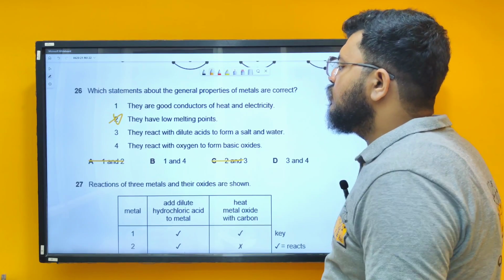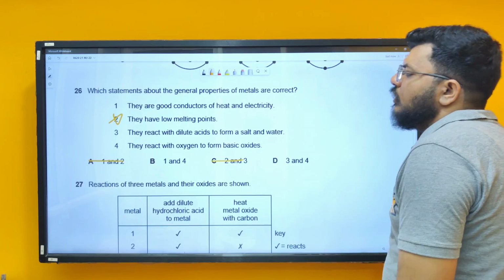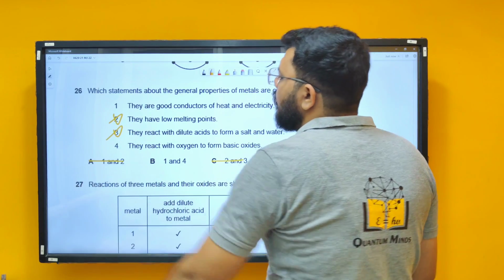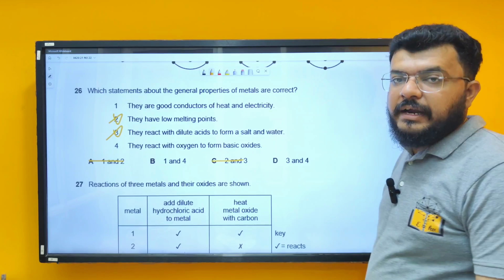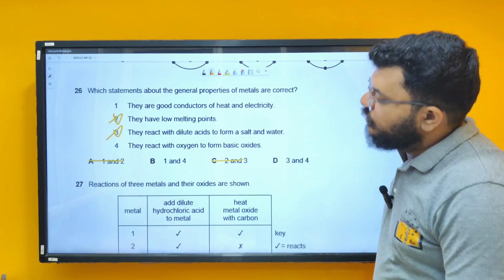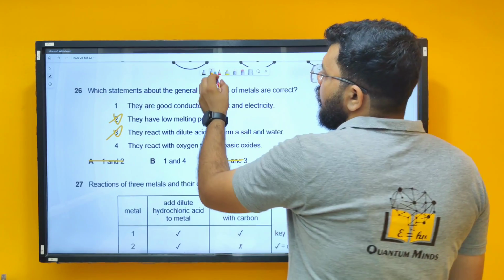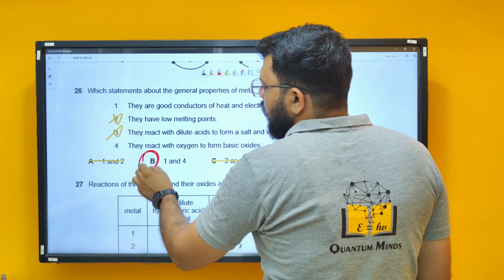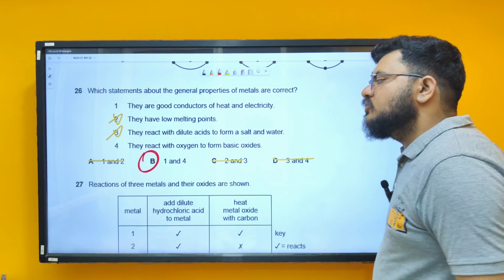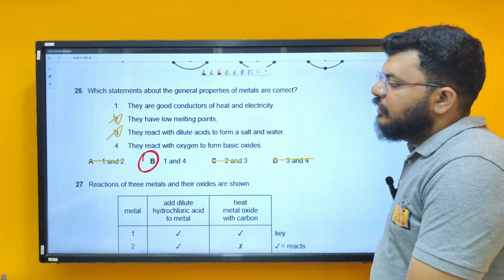They react with dilute acids to form salt and water. No, they are metals. They react with dilute acids to form salt and hydrogen, right? So 3 is also incorrect. Only leftover option is option B. And statement 4, they react with oxygen to form basic oxide, is a correct answer.